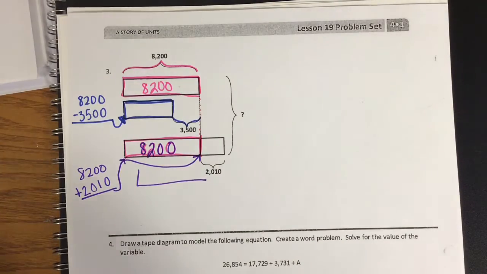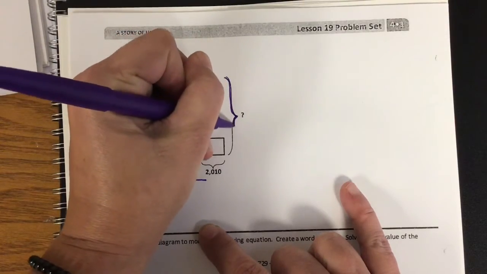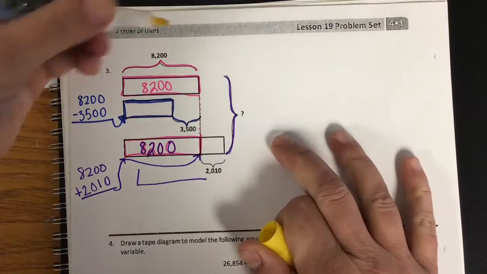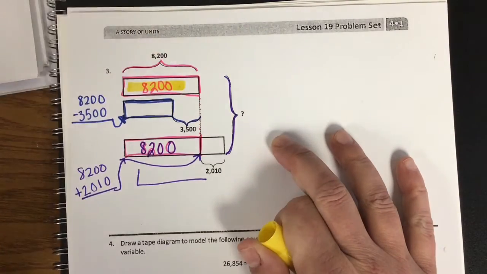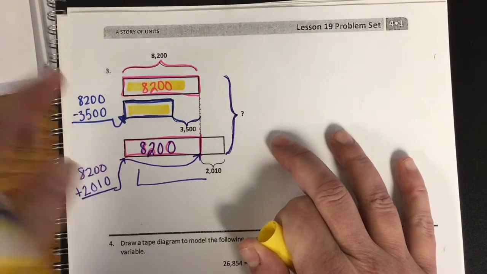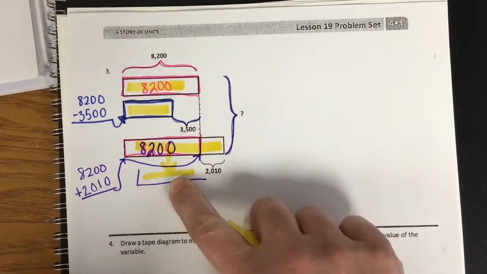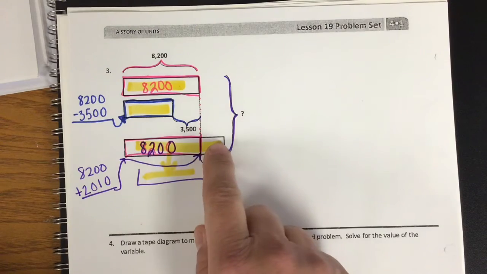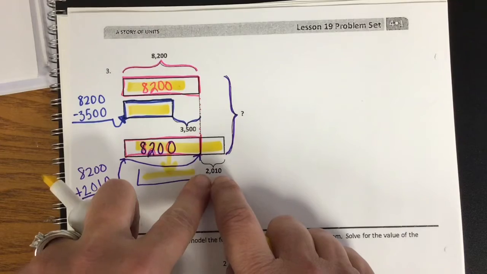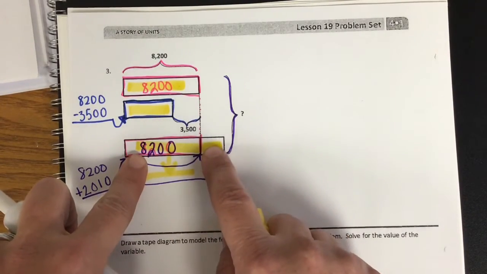Then the last part means you have to add them all up. So you're going to take this number and this number. Remember, you get this number from subtracting, and this number, I would put it right here. Okay? You're going to get the total here by taking 8,200 and 2010. This is 8,200 with more.